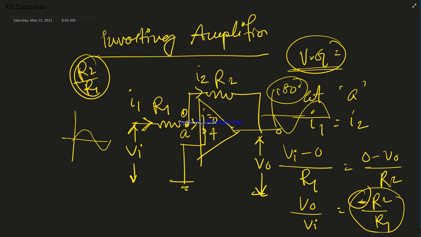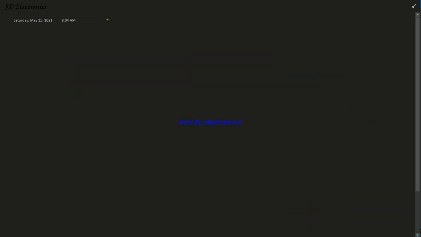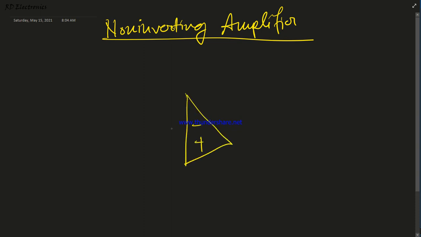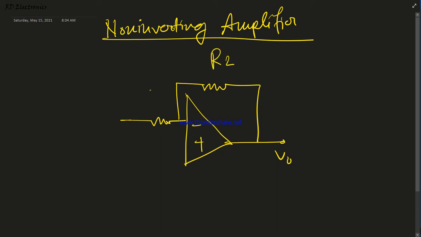Okay. Now the next circuit is known as the non-inverting amplifier. So what is it? In the non-inverting amplifier, one concept is very important, which is known as virtual short. So what is that? So this is V0, this is R2.